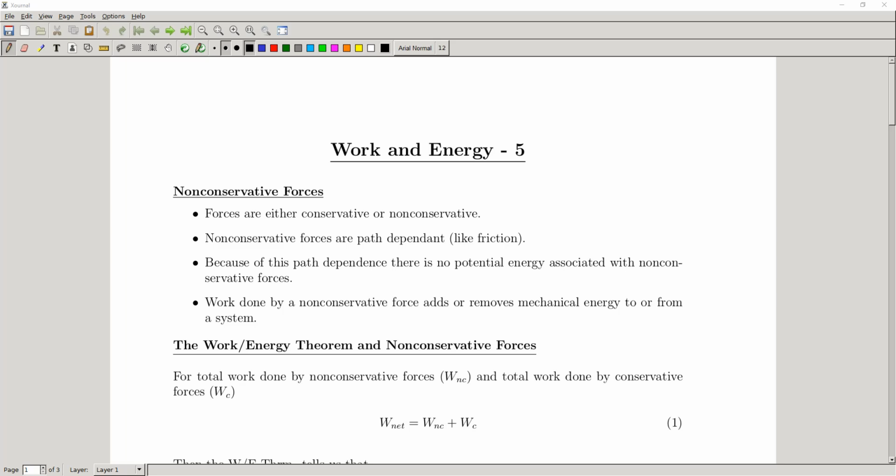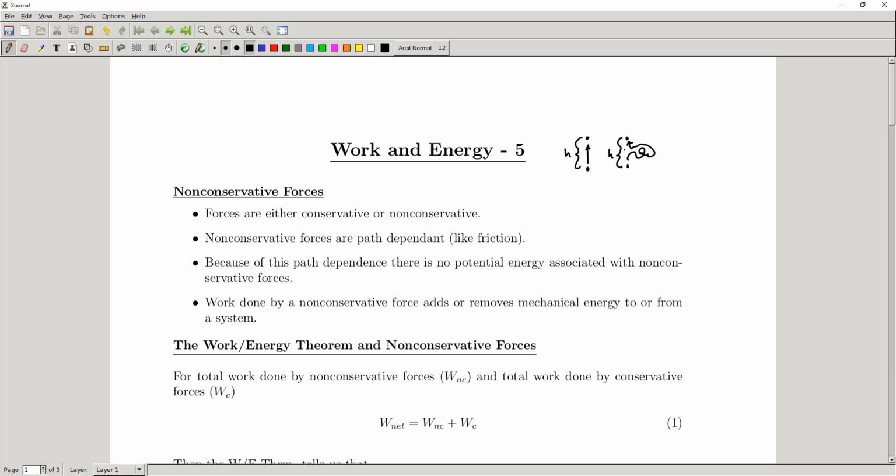Non-conservative forces are path dependent. Okay, so we can think of things like friction. We can imagine that, like we spoke about before, for the gravitational force, we have this path independence, right? It doesn't really matter how we get across this distance h here, but in the end, we're going to have the same gravitational potential energy because both of our h's are the same here.